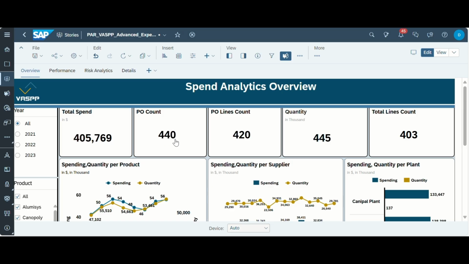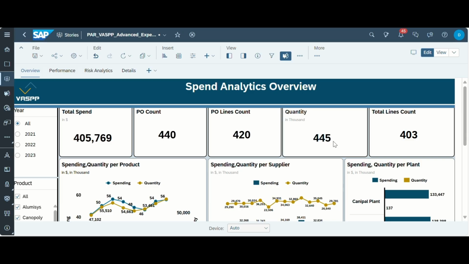This metric reflects the volume of procurement activity, how often purchases are being initiated across the business. PO lines count, at 420, tells us the number of individual items or services ordered within those purchase orders. It gives you a sense of how detailed or granular your procurement operations are, whether you're ordering many small items or fewer large transactions.